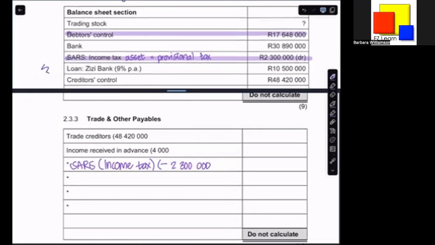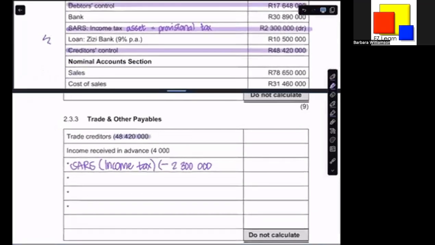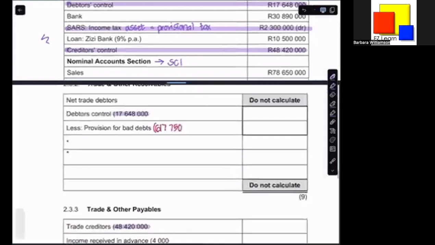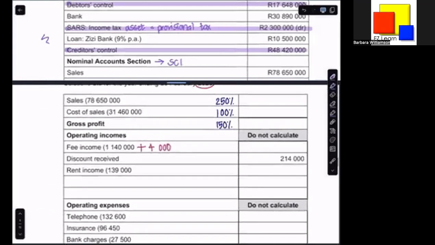Creditors control has been given. And again, you can see the amount is the same as what is in my answer. Then we're given this nominal account section. All of these will go to my statement of income because all of them are my incomes and expenses. You can see sales has already been entered for you.